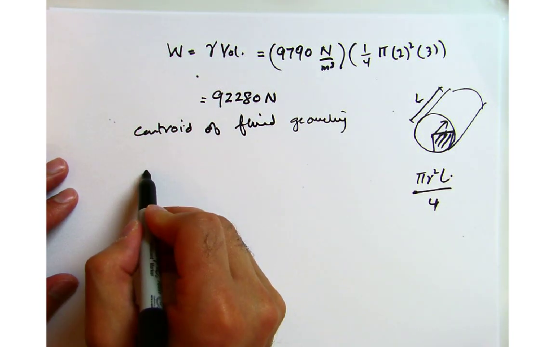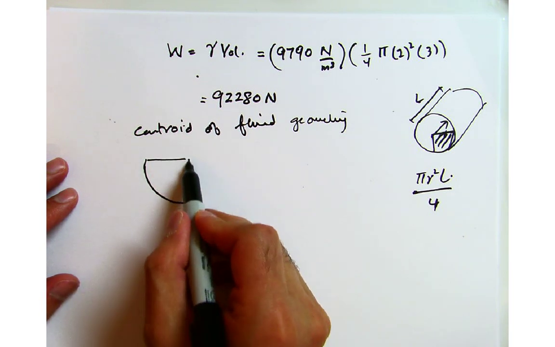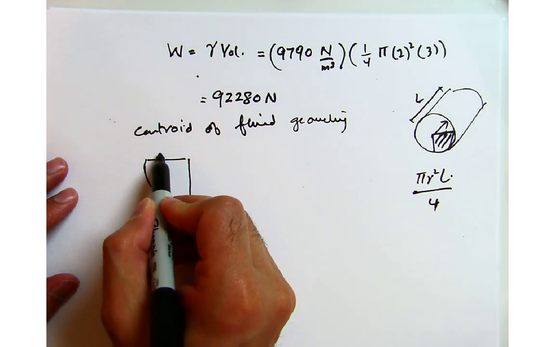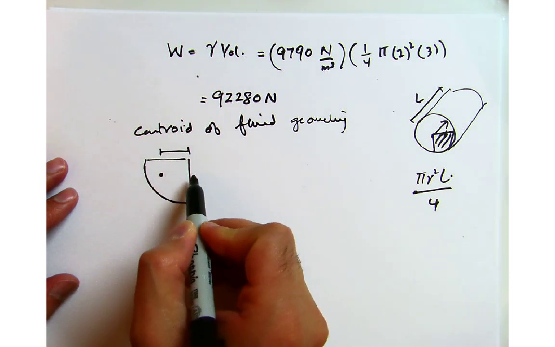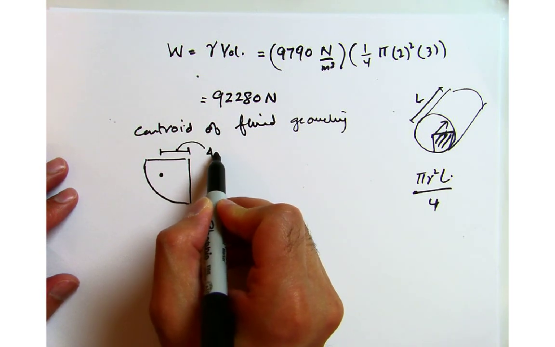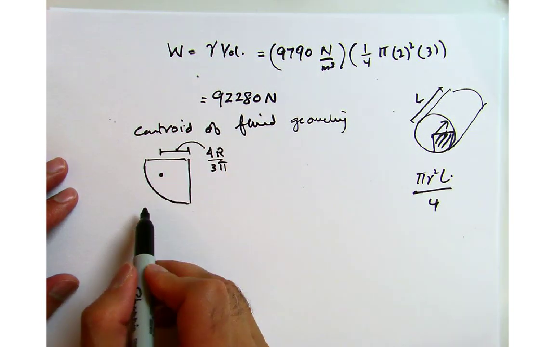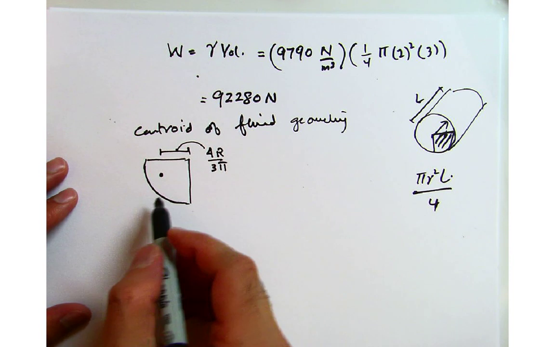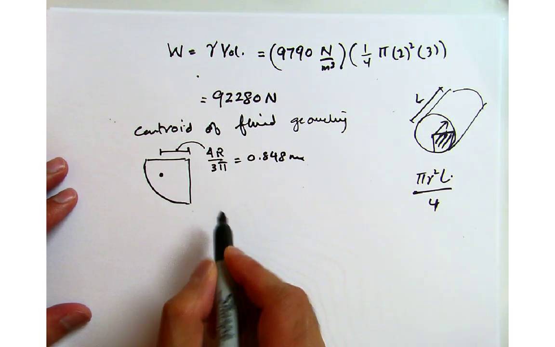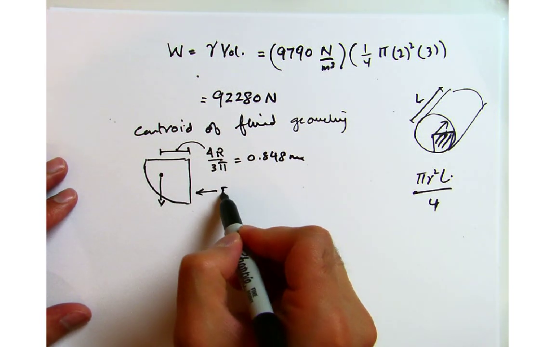Okay, so if I look at this, the geometry looks something like this. Alright, so that's what our geometry is. And the centroid is this point here, and the distance from here to here is 4 r by 3 pi. Okay, so that's this distance. I can compute that, and in fact this comes out to be 0.848 meters. So I do know where this weight force is acting, and we also have where this horizontal force is acting.